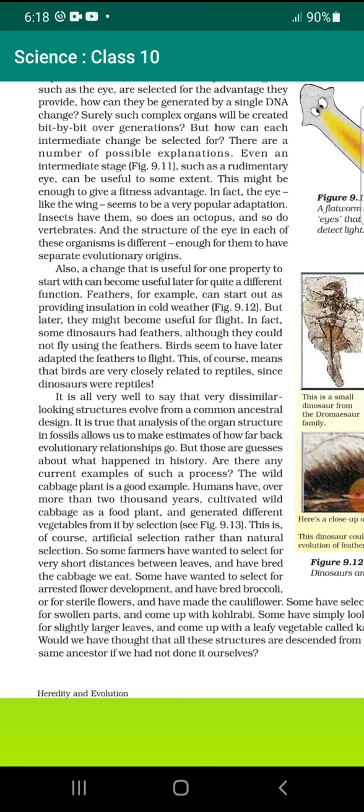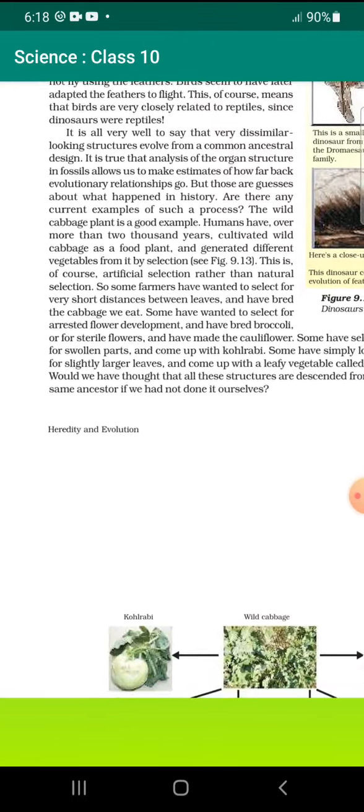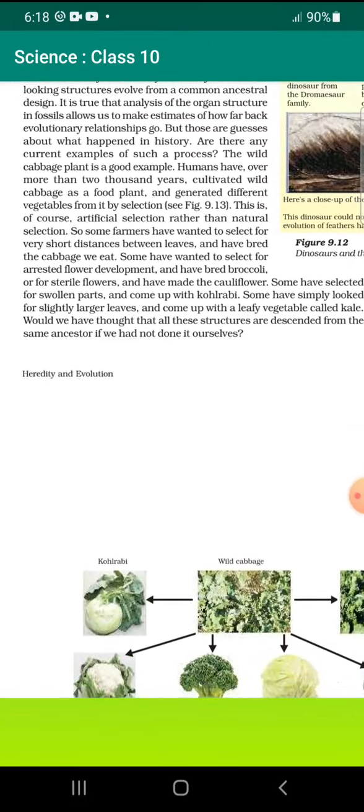It is all very well to say that very dissimilar looking structures evolve from a common ancestral design. It is true that analysis of organ structure in fossils allows us to make estimates of how far back evolutionary relationships go, but those are guesses about what happened in history. Are there any current examples of such a process? The wild cabbage plant is a good example.